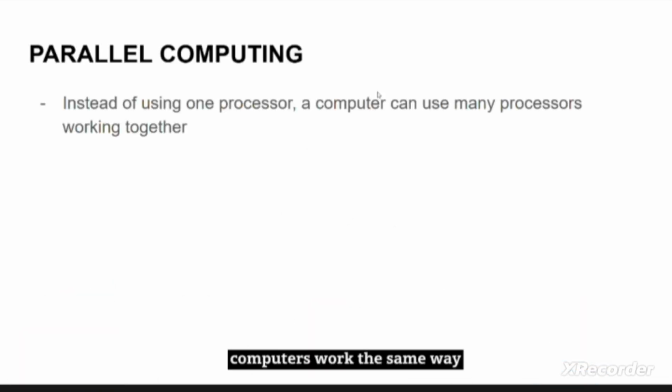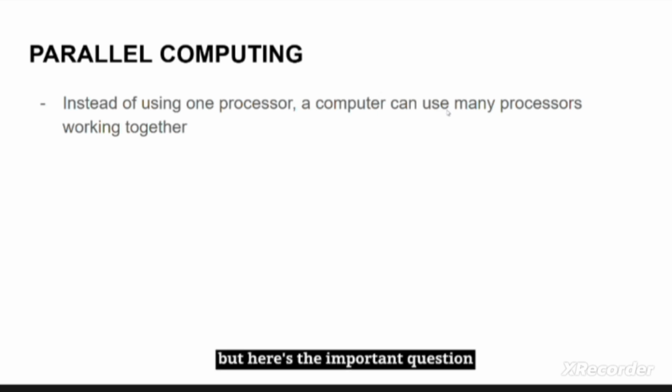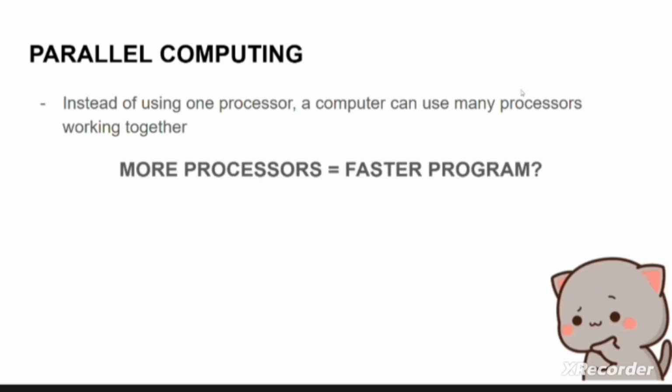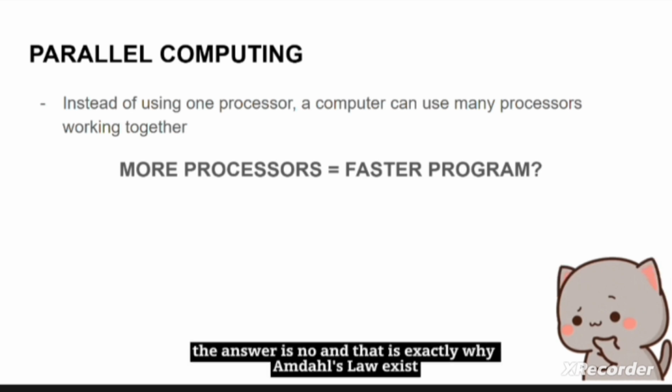Computers work the same way. Instead of using one processor, a computer can use many processors working together. But here's the important question. Does adding more processors always make the program faster? The answer is no, and that is exactly why Amdahl's law exists.